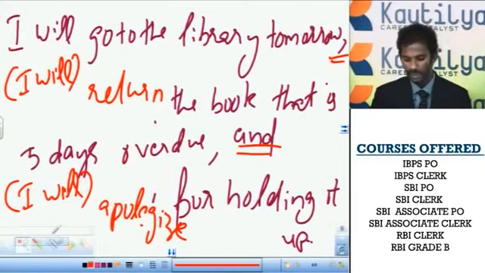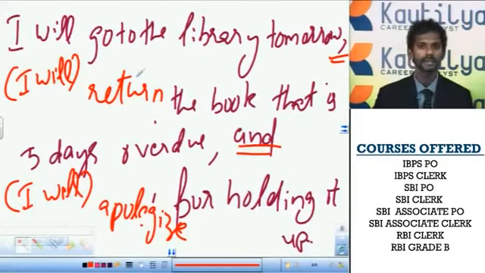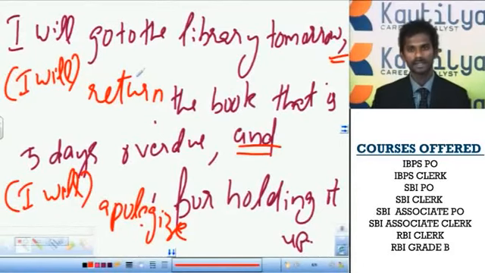I will go to the library tomorrow, comma. Return the book is same as I will return the book. Return the book that is 5 days overdue and apologize is same as I will apologize and apologize for holding it up. So now tense consistency is fine, right? All the three ideas are in the future tense. So tense consistency is fine out here.